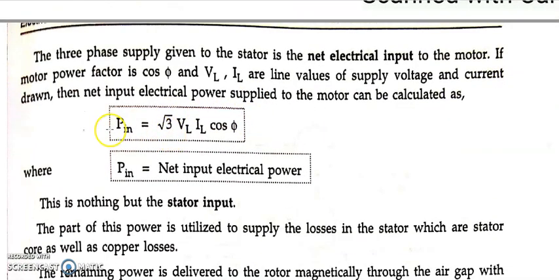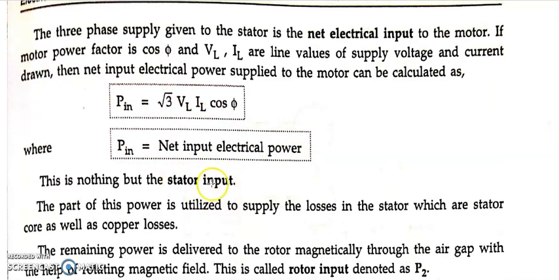First, power is input to the stator part, and it is electrical, so P in is equal to root 3 VL IL cos phi. This is the electrical power input to the stator, which is why it is called the net input electrical power to the stator, that is, the stator input. In terms of per phase values, P in is equal to 3 V phase I phase cos phi. In terms of line values, you can write the formula as above.